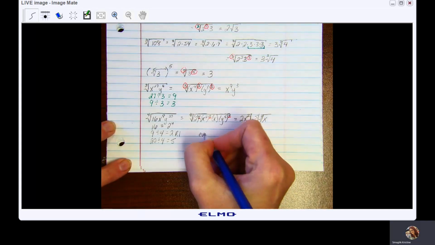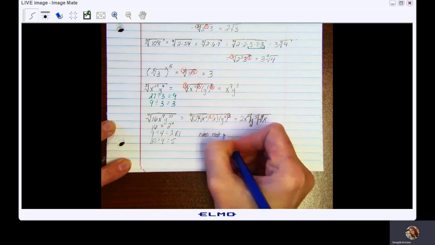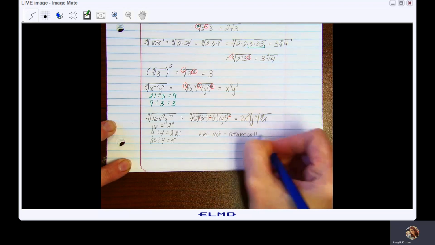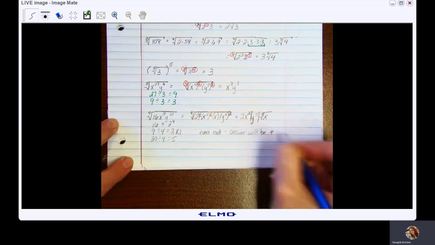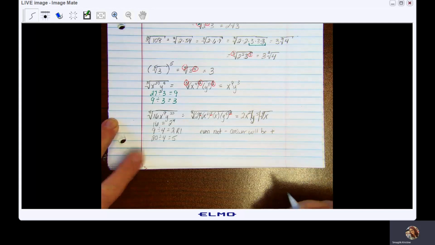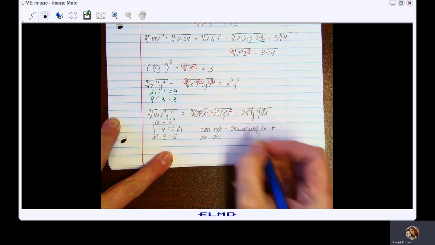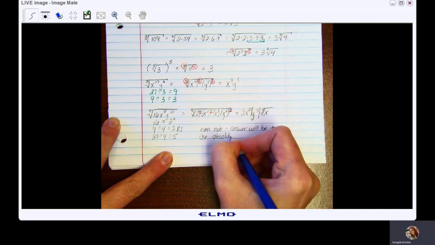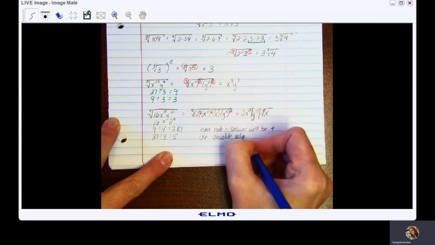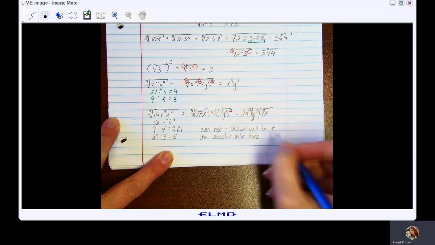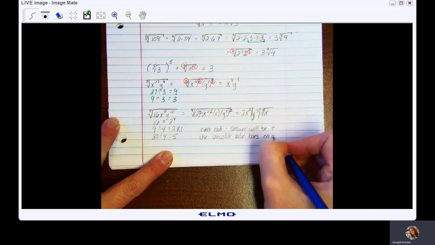Even root, answer will be positive. Use absolute value bars on answers with odd exponents.